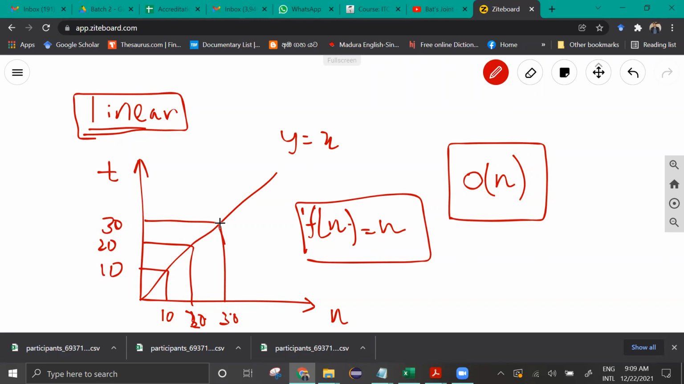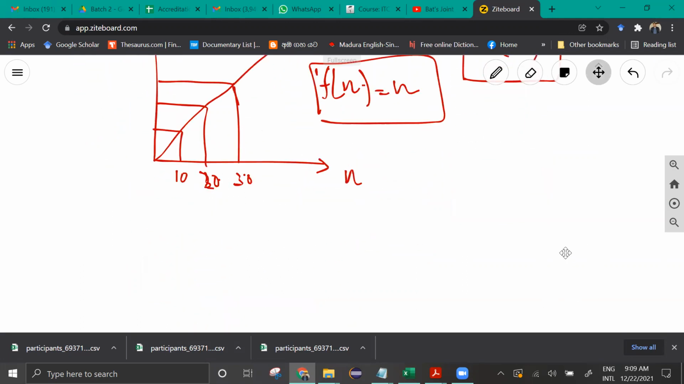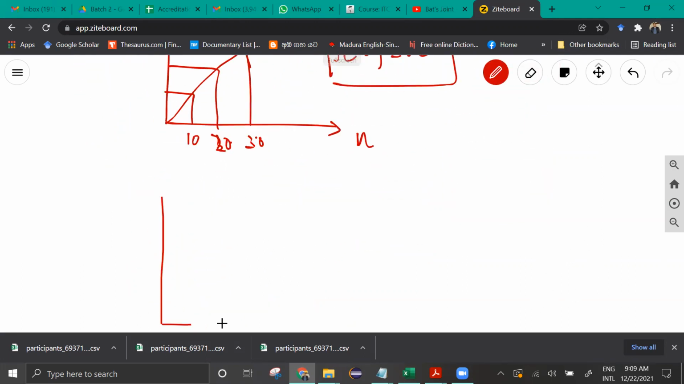So when it is 30 it has to be 30. But actually, if we take other linear functions, they don't cross 0. However, this is also linear. So this is also linear. And another function, again, it is linear. We consider both as linear.